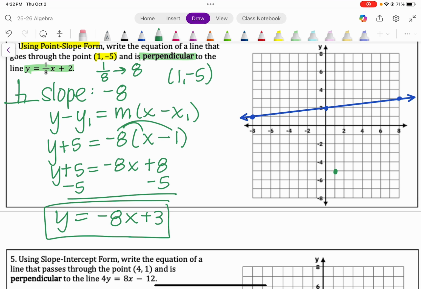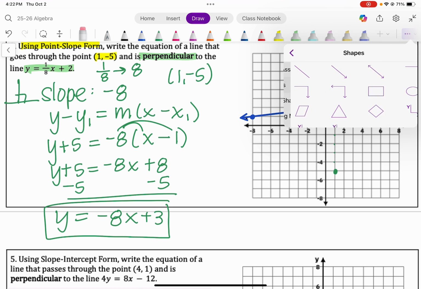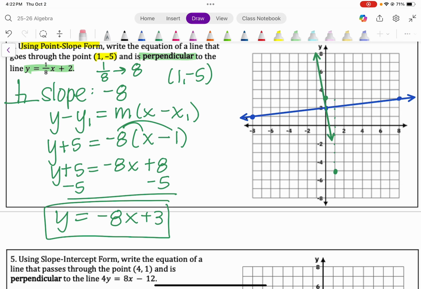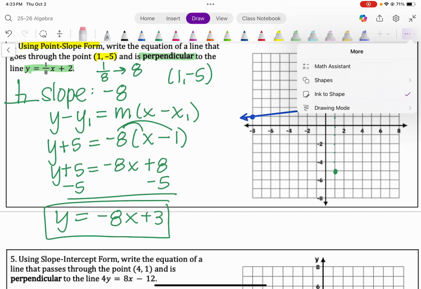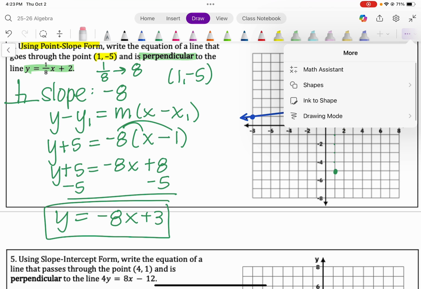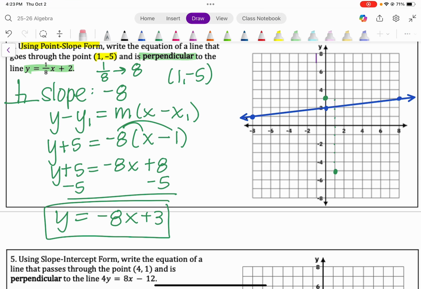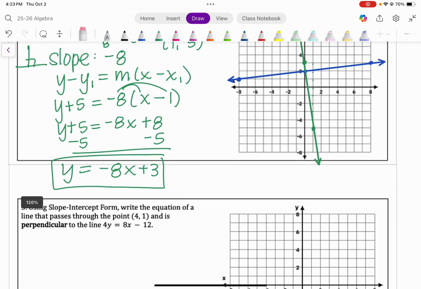Okay, so my slope goes down 8 and over 1. I can't even do that on this graph. So if I go up 8, 1, 2, 3, 4, 5, 6, 7, 8, and over 1, I'm touching that y-intercept of 3, and that's what I was supposed to get based on my equation. Whoops, let's get that straight line. I'm going to fix that. I'm being a perfectionist. And there we go. Okay.